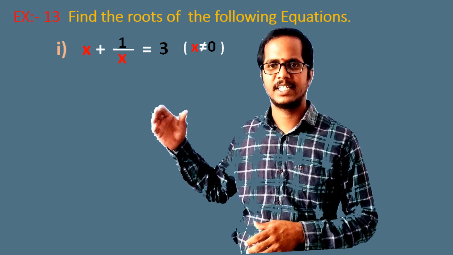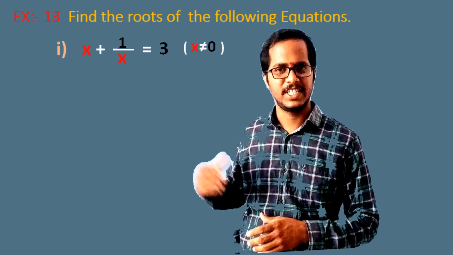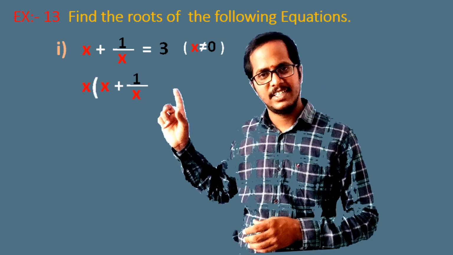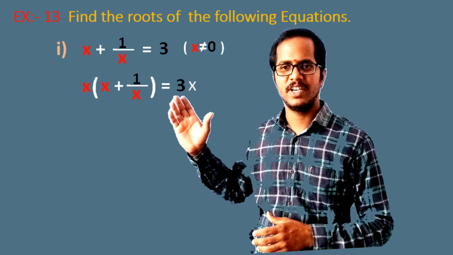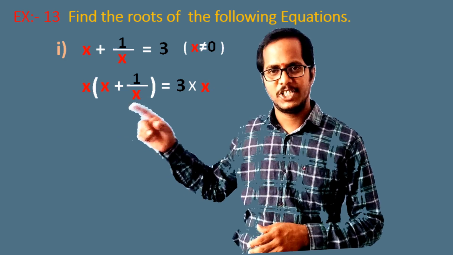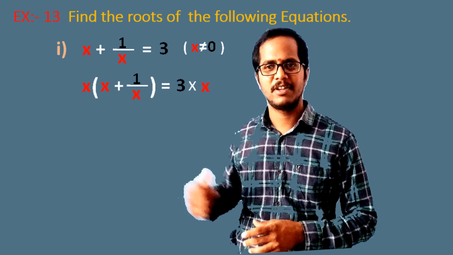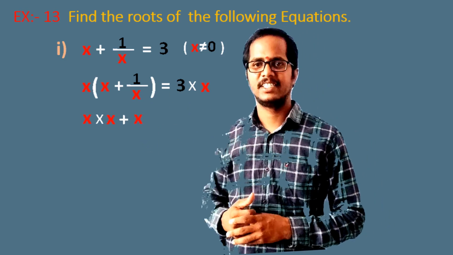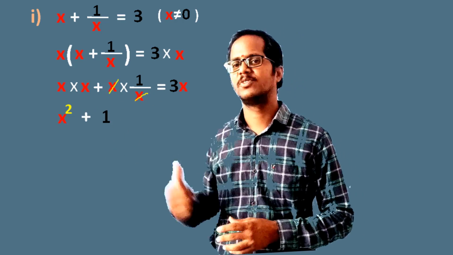By multiplying x on both sides, we get x into, in bracket, x plus 1 by x equals 3 into x. So we are multiplying the entire equation with x. Now distribute this x inside the bracket. We get x into x plus x into 1 by x, which equals 3x. Now on the left hand side, in the second term, we can cancel x and x. So we get x square plus 1 equals 3x.